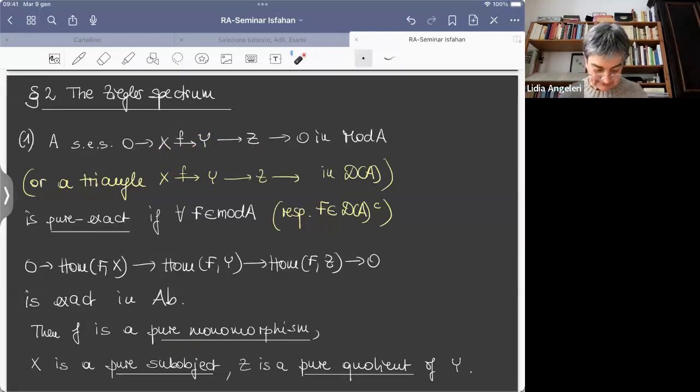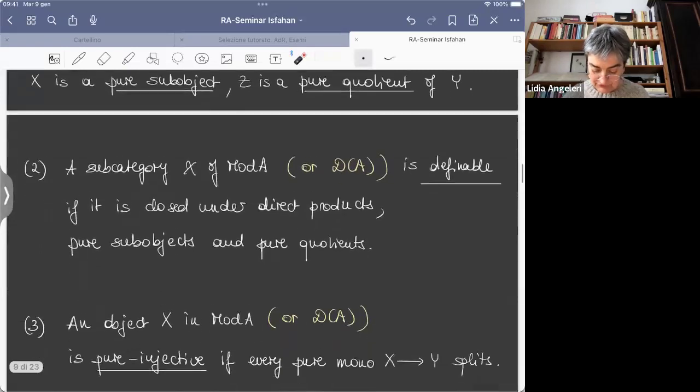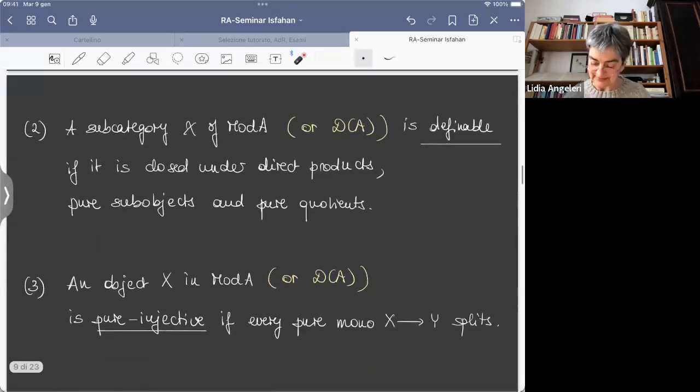Now with this terminology, we can introduce what a definable category is. It is a subcategory of the module category or of the derived category, depending on the context, which enjoys some closure properties. Namely, it's closed under direct products, under pure subobjects, and under pure quotients.